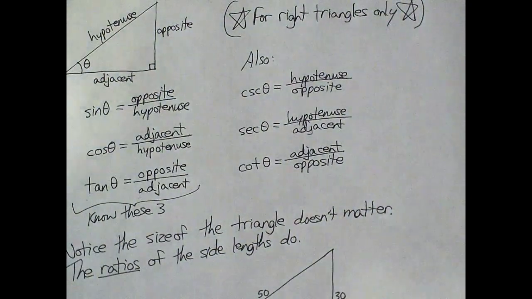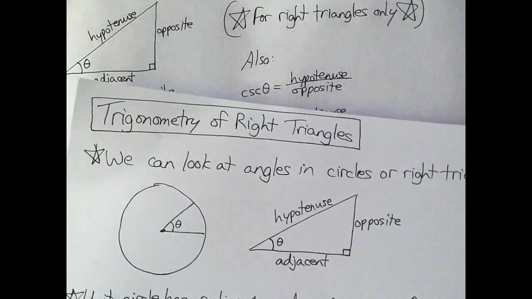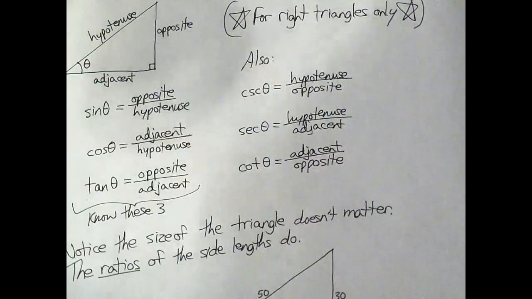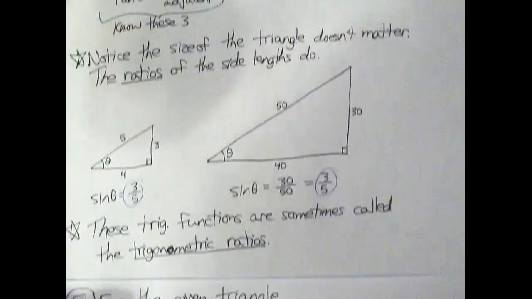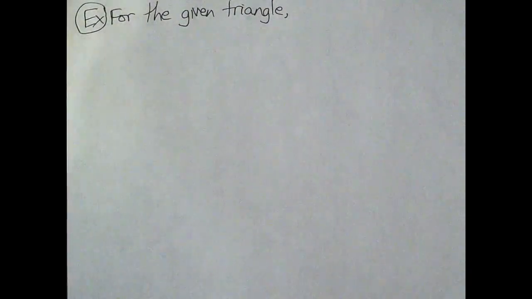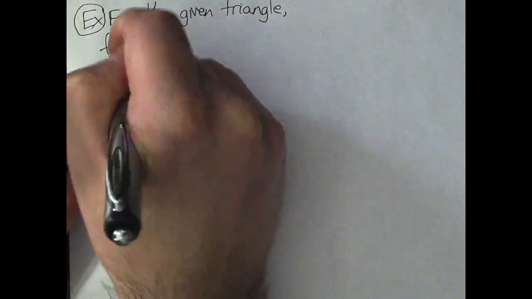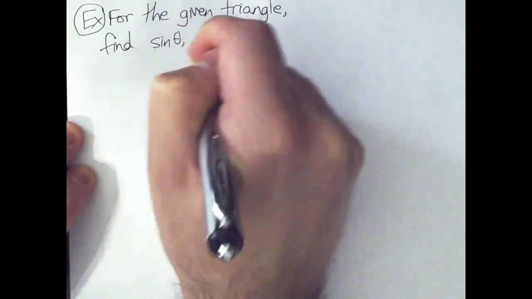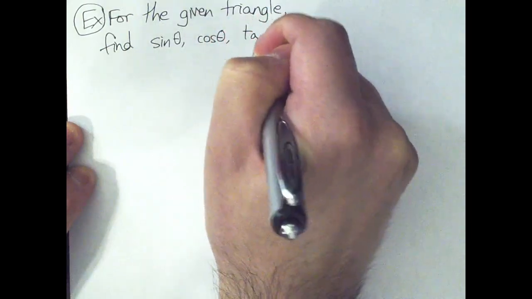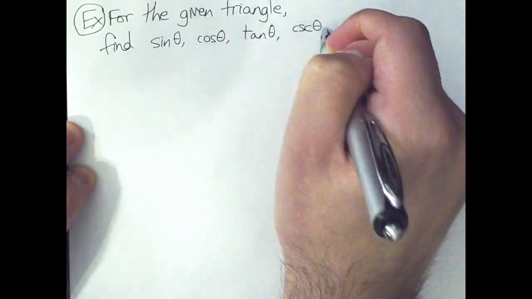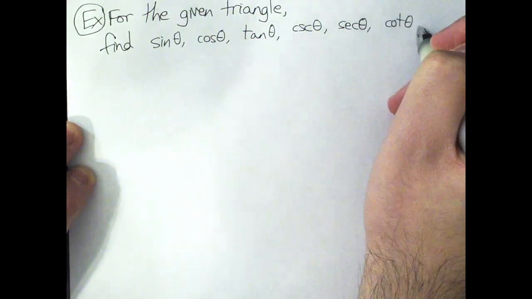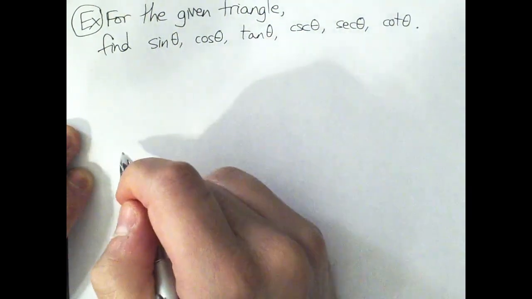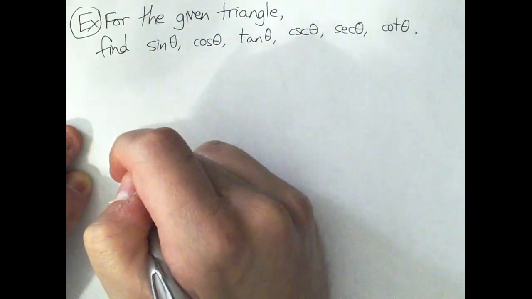I kind of feel like I don't even need to say that because this lesson was called Trigonometry of Right Triangles, so it's implied that we're going to deal with right triangles. But yes, these formulas only work for right triangles. All right, so I had better give us a right triangle here if we're going to do a problem. For the given triangle, we are going to be asked to find sine of theta, cosine of theta, tangent of theta, cosecant of theta, secant of theta, and cotangent of theta. So we need to be given a right triangle, and we need to have one of the angles labeled theta so that we know which angle we're looking at.